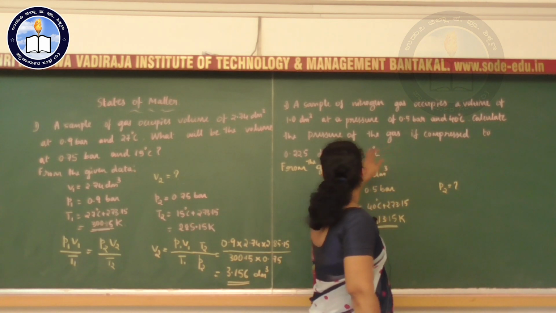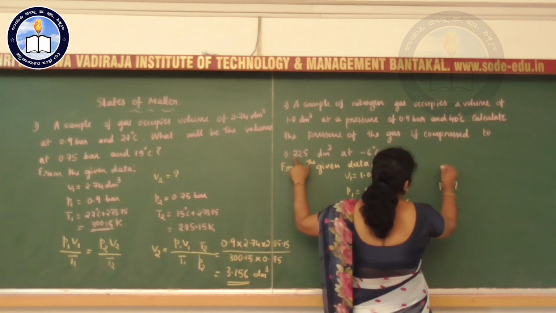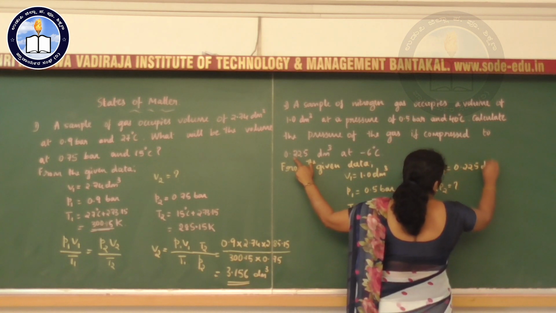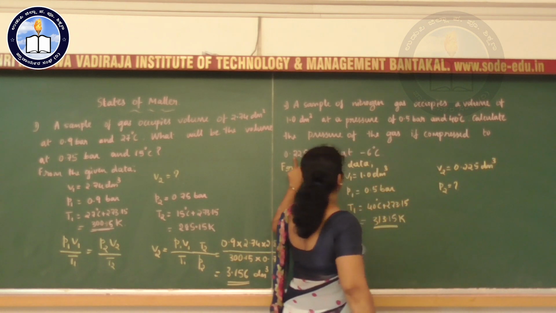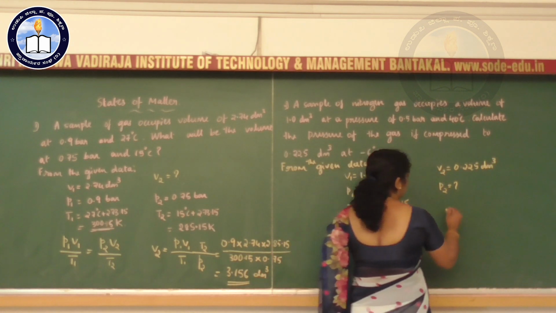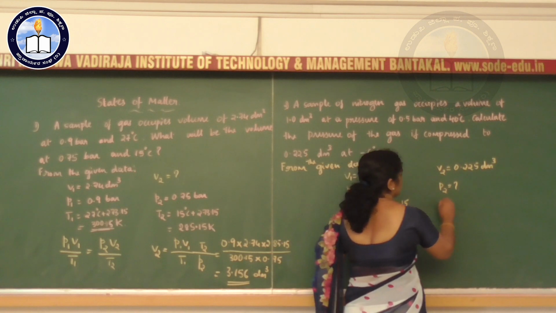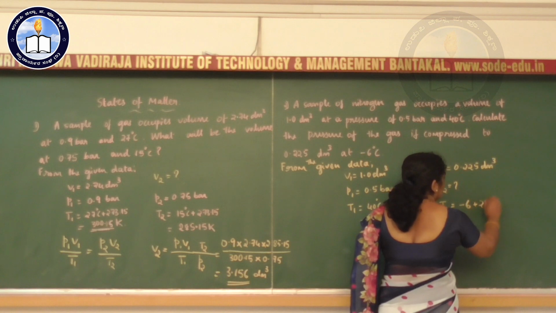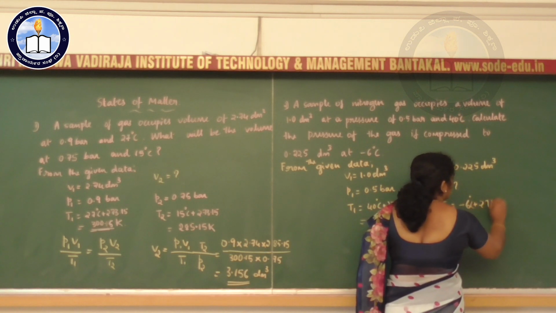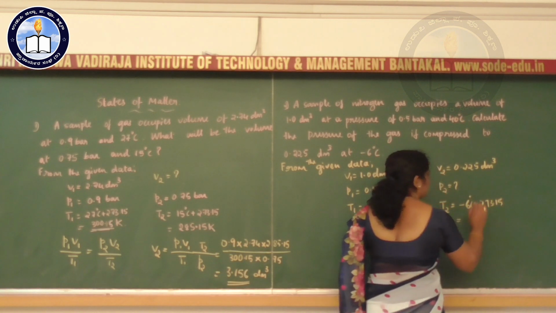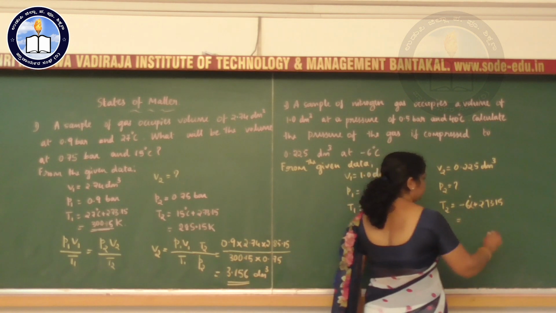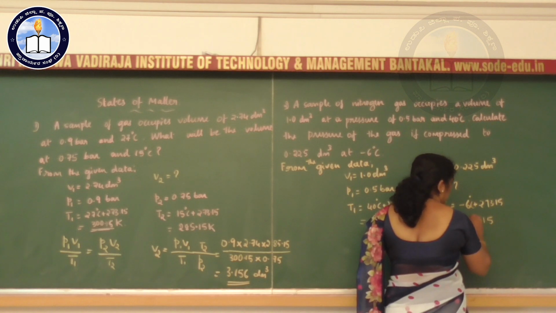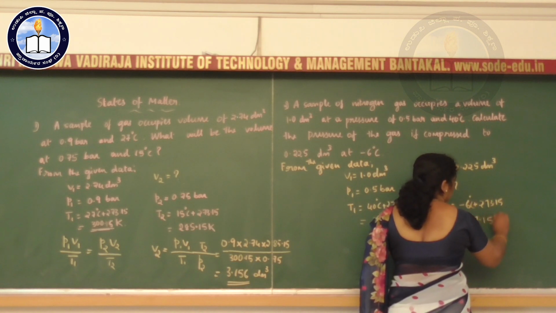If the gas is compressed to 0.225 dm cube, so V2 is equal to 0.225 dm cube at minus 6 degrees Celsius. So T2 is equal to minus 6 plus 273.15, which is equal to 267.15 Kelvin.